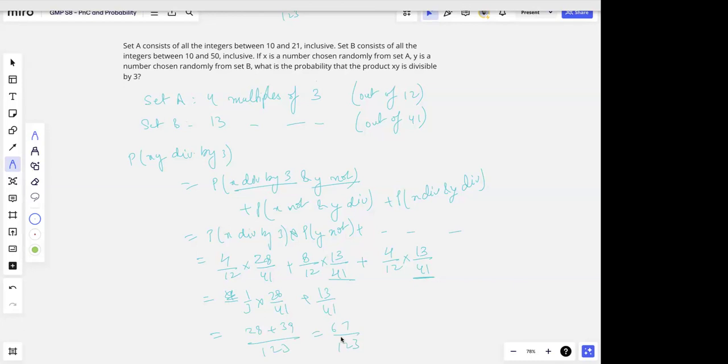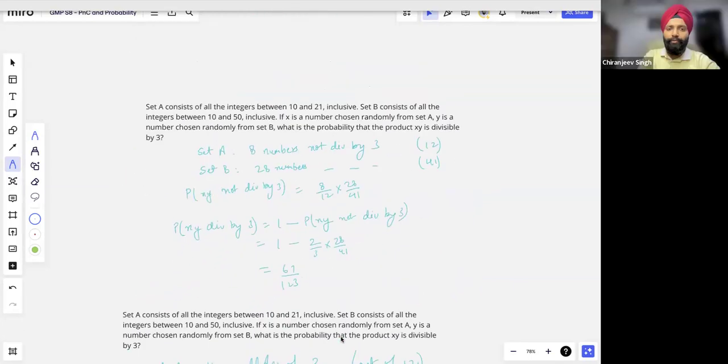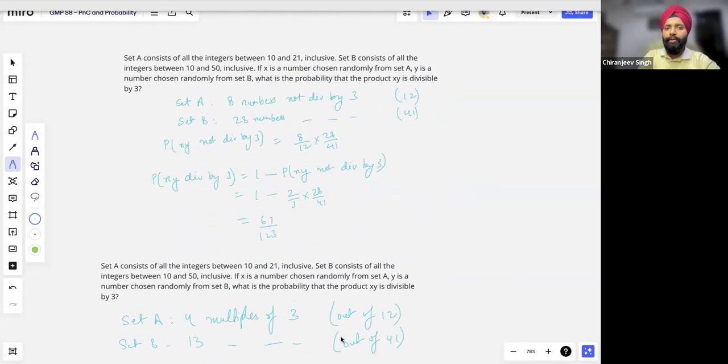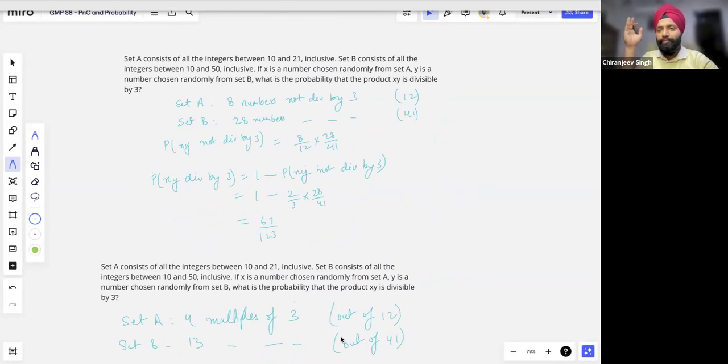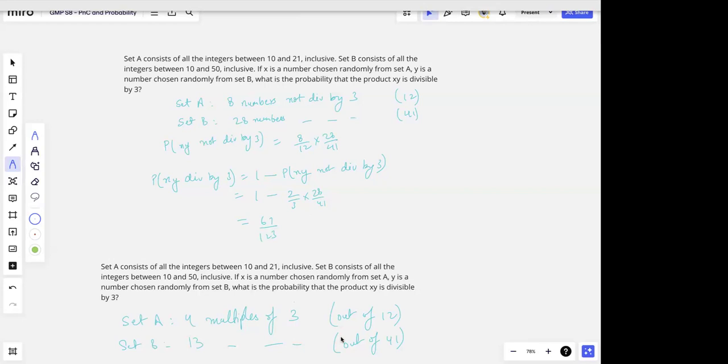Got it. So you can do it this way, or you can do it this way, the way Soumyadeep did. You think about the case in which xy will not be divisible by 3. So the only cases in which both x and y are not divisible by 3. So there is only one case there. Then it becomes very easy. Then you just subtract it from 1. Yeah, I think this way is easier.